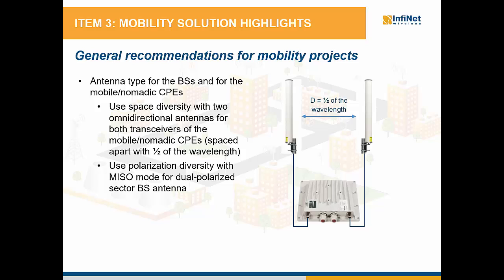This is very important. And of course the base station can have a dual polarized sector antenna, but use MISO mode. In this case the omnidirectional antennas transfer the same data at the same time. So in this case we cannot actually benefit from MIMO, because the highest goal is to provide coverage. So in this case we have to use multiple input and single output for the unit.